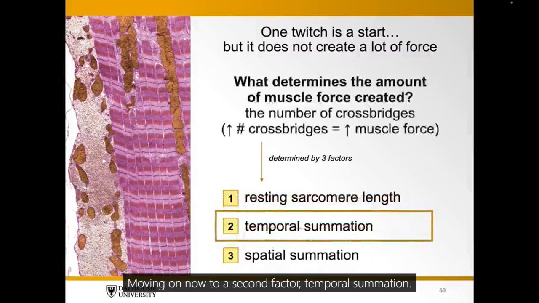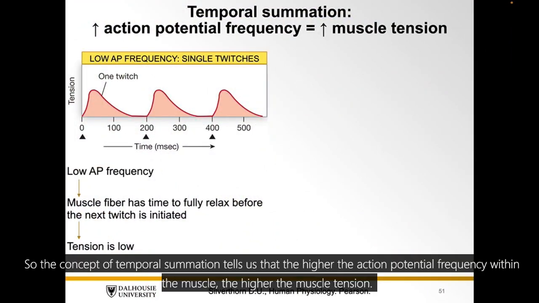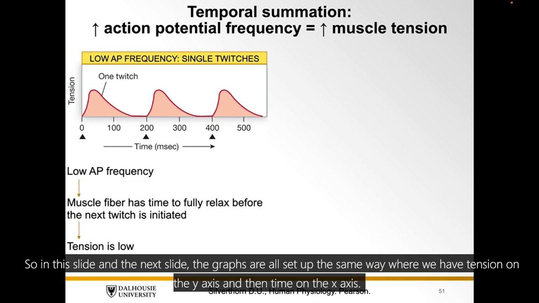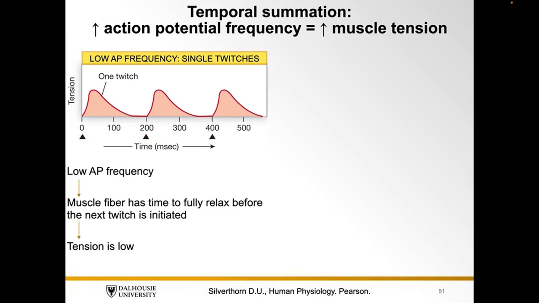Moving on now to our second factor, temporal summation. The concept of temporal summation tells us that the higher the action potential frequency within the muscle, the higher the muscle tension. When we explain temporal summation, we have to think about a single muscle fiber. So we're not talking about an entire muscle, we're just talking about one muscle cell. In this slide and the next slide, the graphs are all set up the same way, where we have tension on the y-axis and time on the x-axis. And each of the black triangles represents one action potential.